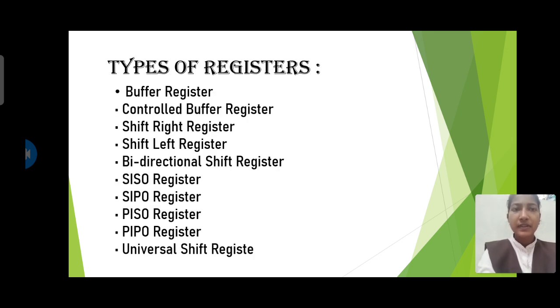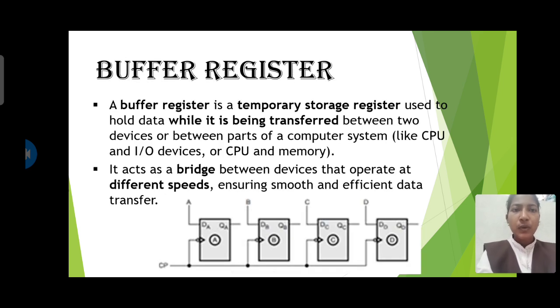What are the types of registers? Here it is: buffer register, controlled buffer register, shift right register, shift left register, bidirectional shift register, SISO register, SIPO register, PISO register, PIPO register, and the final one is universal shift register. So the first one is buffer register.